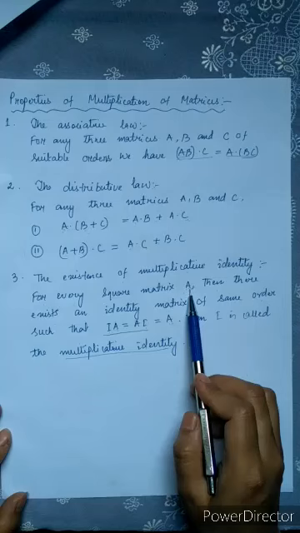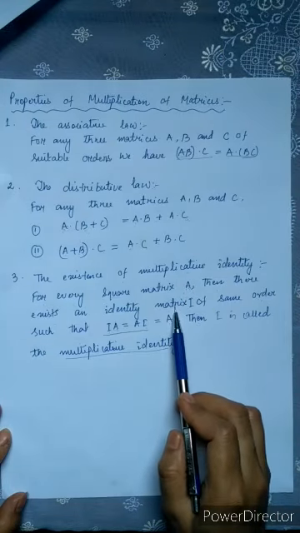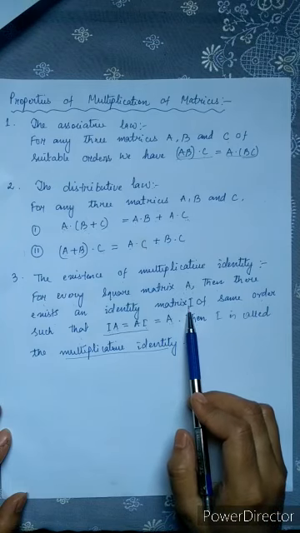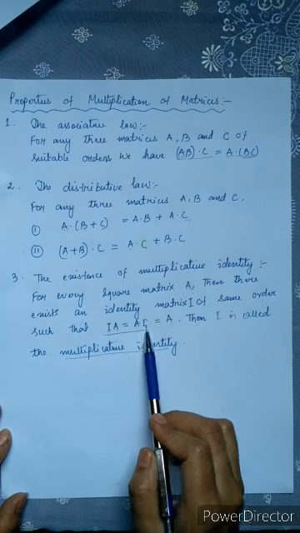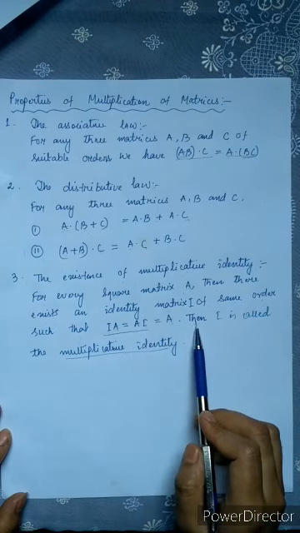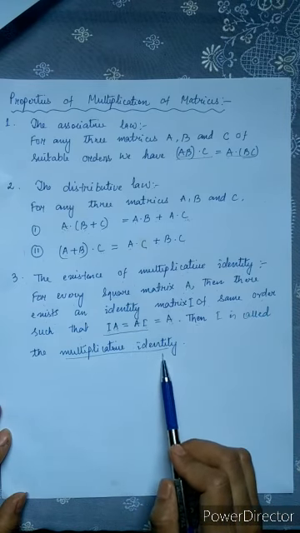For any square matrix A, there exists an identity matrix. The identity matrix is denoted by capital I such that I into A or A into I is the same as matrix A. Then I is called the multiplicative identity.